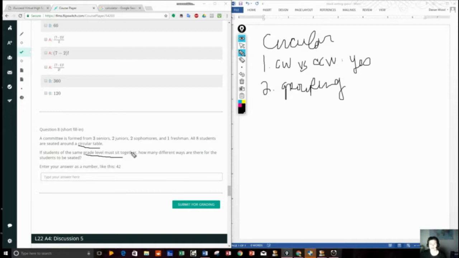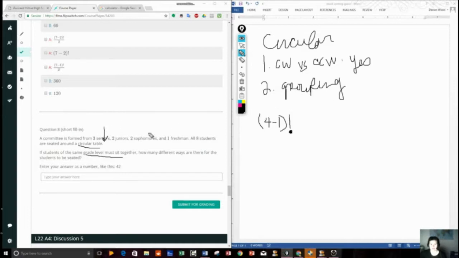So this is how I think of it. Each grade level, there's in essence 4 general groups around this table, and I need to know how many ways I can sort those general groups around a table. So that's where the circular comes in, and I'm going to remember that it is our number of groups minus 1 factorial. So that's dealing with it being circular. And now dealing with the grouping.